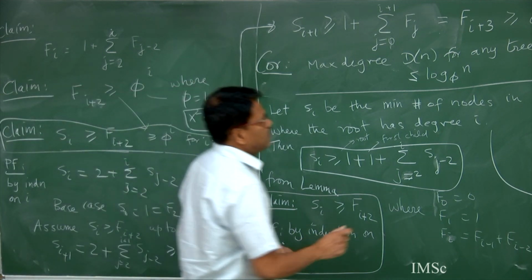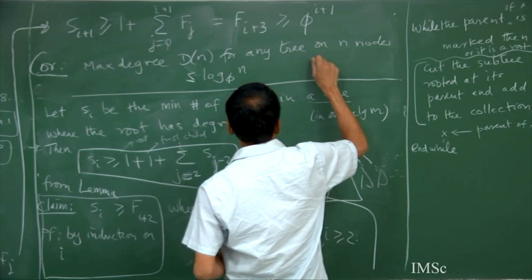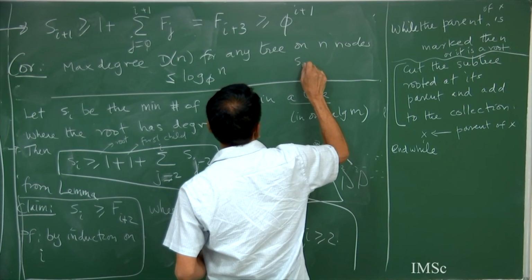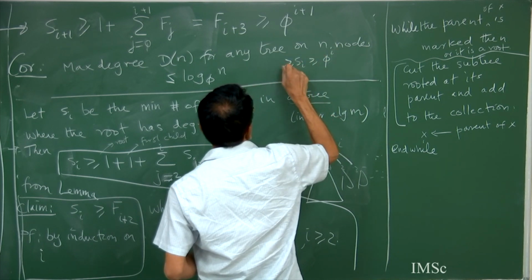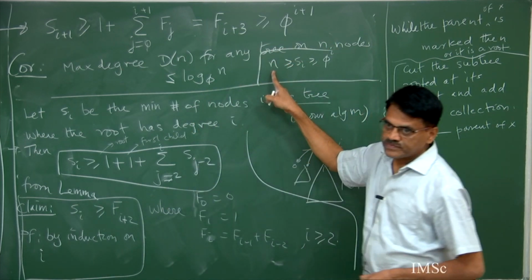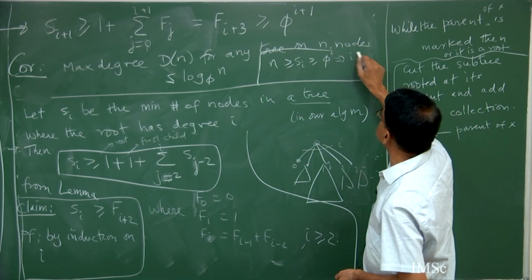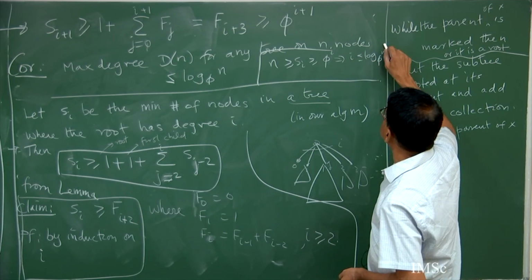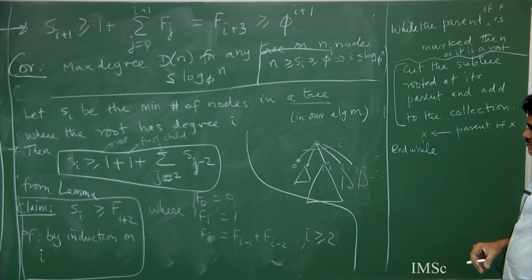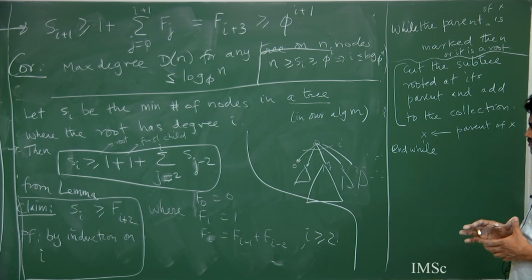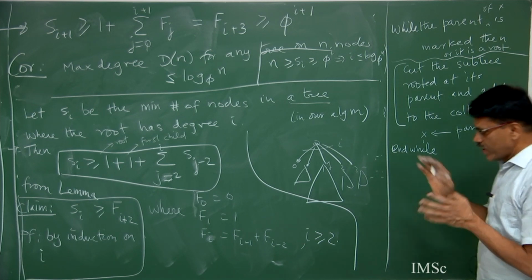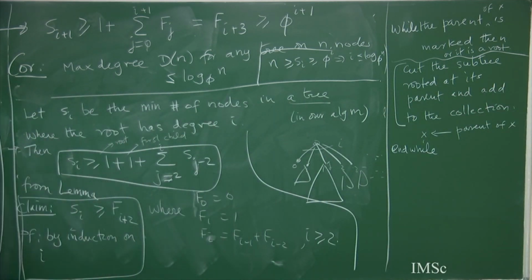Because what we have is, if the degree is i, then the minimum number of nodes it will have is this, but the tree has n nodes, right? So this implies that i is at most log n to the base phi. Okay, so not very involved. I mean, some calculations.